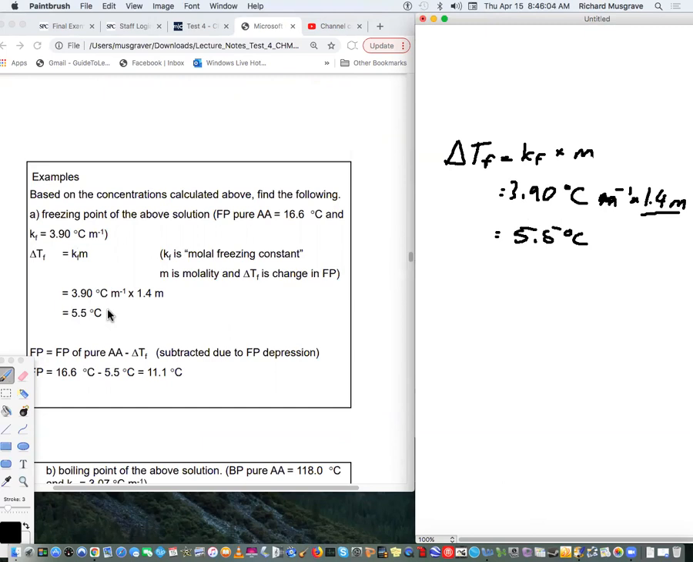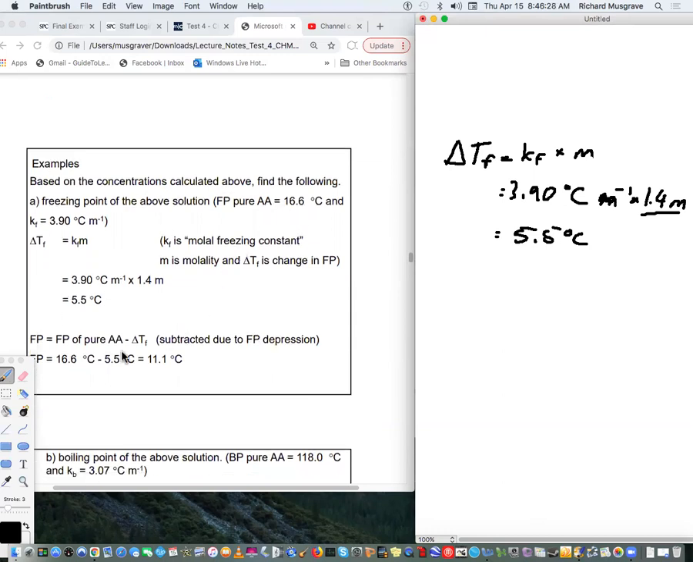Now, the question you might have is, how do I know it's freezing point depression and not freezing point elevation? Well, it's going to be freezing point depression and boiling point elevation. But one way I remember that is sometimes people get depressed when it's cold. So you can sort of think of it that way. So in order to calculate the new freezing point, I take 16.6 degrees, the pure one that I'm given here, and I subtract. It's very important I subtract here to get 11.1 degrees Celsius. So for freezing point depression, you're always going to subtract the change in temperature that you calculate based on the formula that you're given.